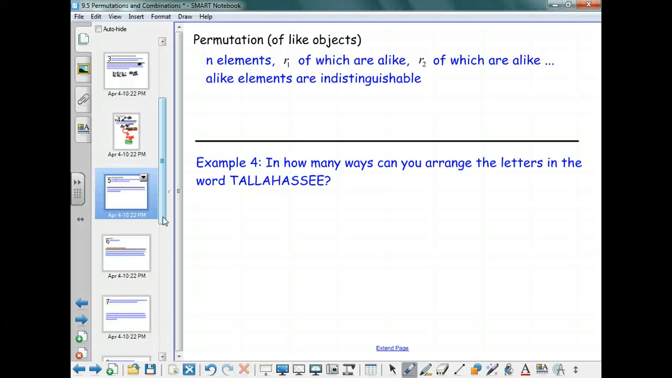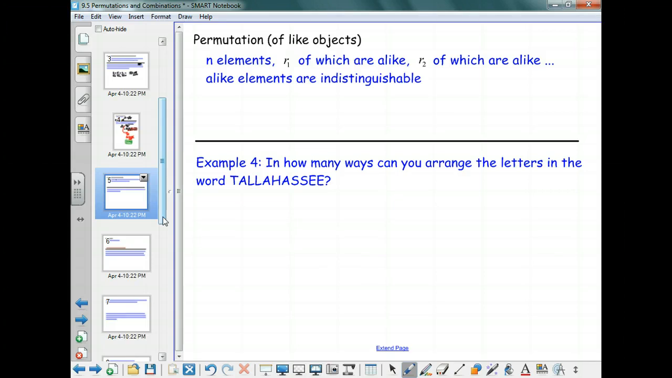In this permutation, we've got some objects that match. My best examples are all about candy. I don't know why. M&Ms, Skittles, peanut M&Ms, peanut butter M&Ms, jelly beans, Reese's Pieces would work. I think I've done a Reese's Pieces example before. Yeah, candy works really well.